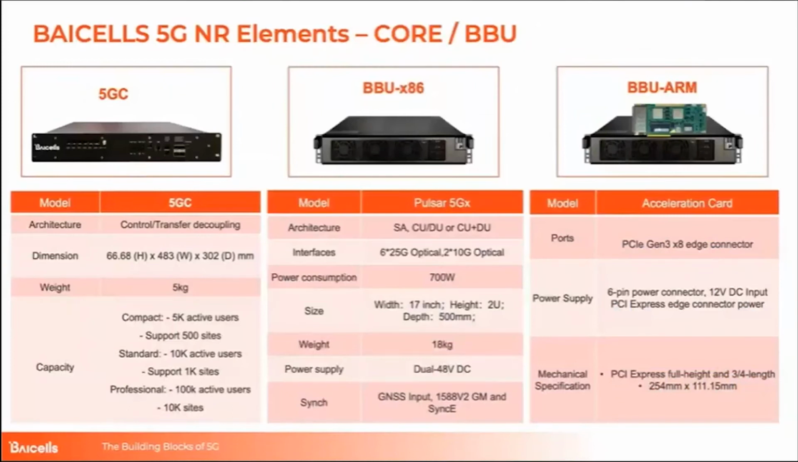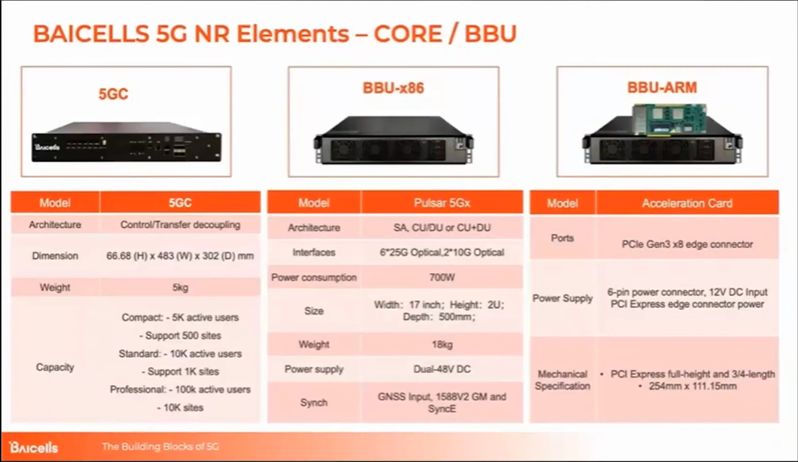This is a 5G core. It comes in standard, professional, and compact. Standard is 10,000 users and about 1,000 sites. Professional is about 10 times that much. This is the BBU x86 server.